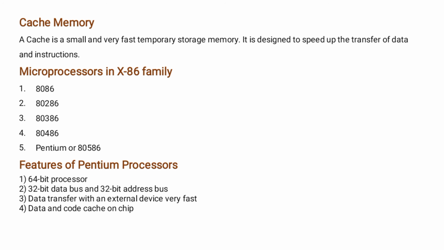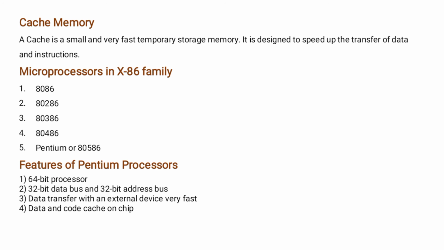And the next microprocessor is the Pentium or 80586. Pentium is a 64-bit microprocessor introduced in 1993. It has a 64-bit data bus and 32-bit address bus. The use of superscalar architecture incorporates a dual pipeline processor, which lets the Pentium process more than one instruction per clock cycle. So these are the microprocessors in the x86 family.